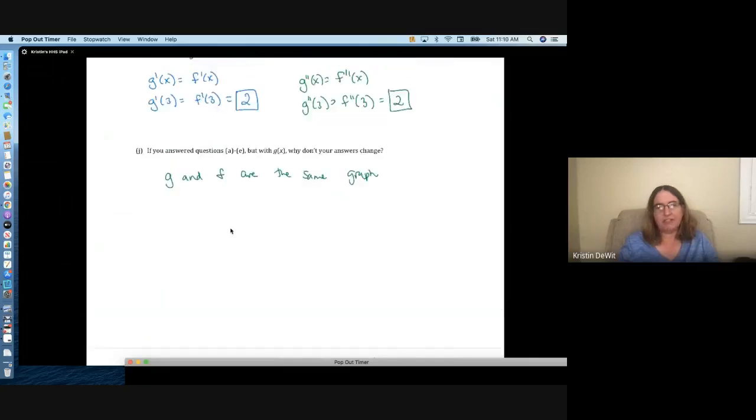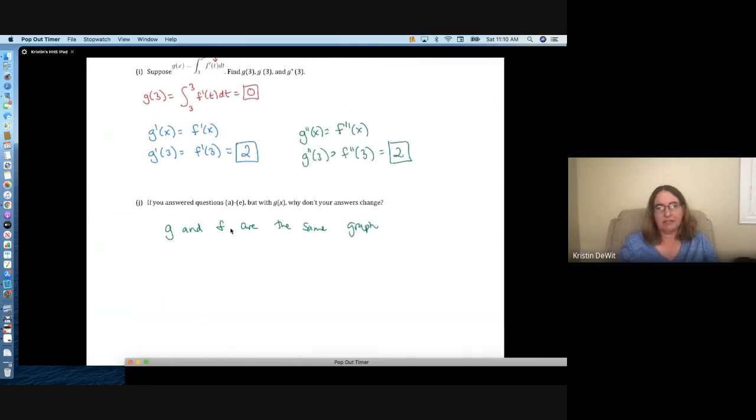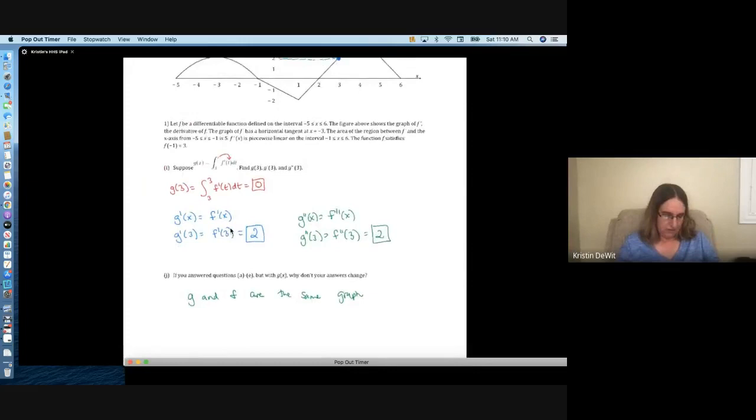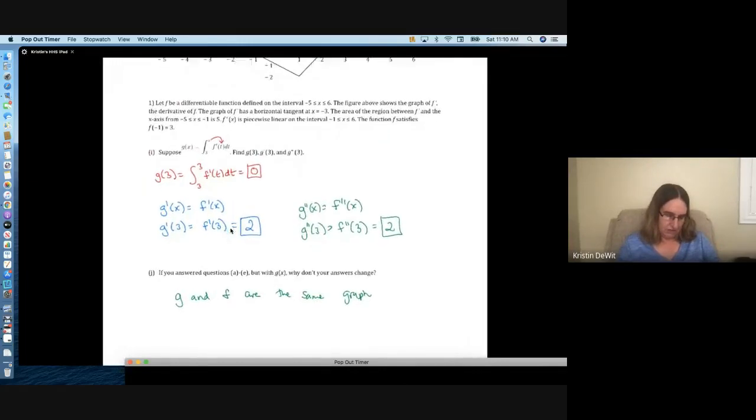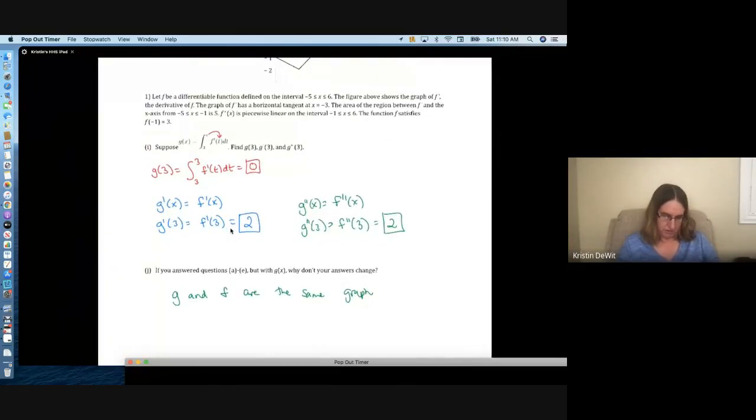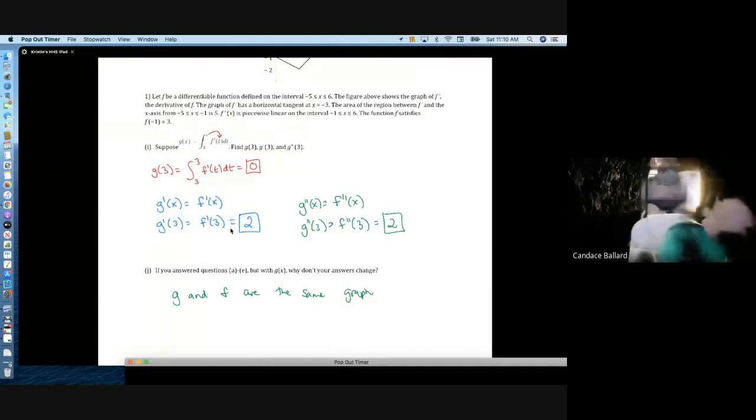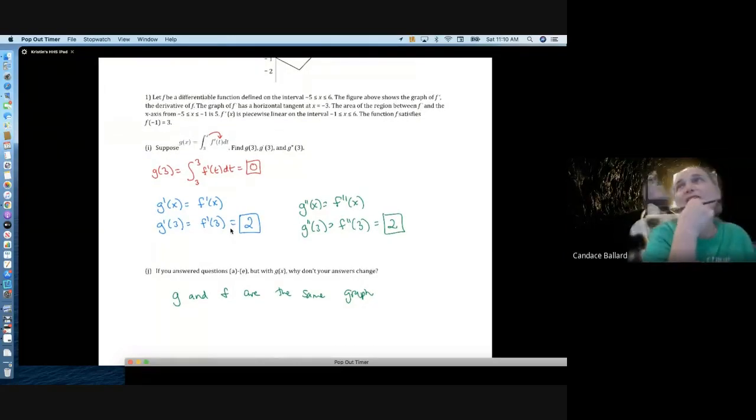Oh, wait, but they aren't the exact same graph, are they? Because they could have an initial condition. They could have different ones. Wait a minute. The same graph because they have the same slope, the same concavity, but what if they had a different initial condition? Maybe not the same graph, but they equate to the same function.